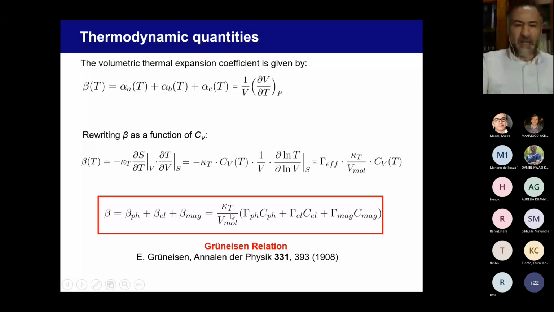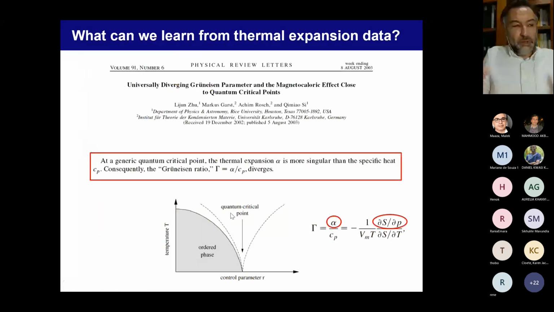So now I put a question: what can we learn? Indeed, apart from what I just introduced to you, what can we learn from thermal expansion data? Then I have to refer to a lovely paper published 20 years ago by Zhu, Markus Garst, Achim Rosch, and Qimiao Si. These colleagues have shown that at any quantum critical point, the Grüneisen parameter will diverge.